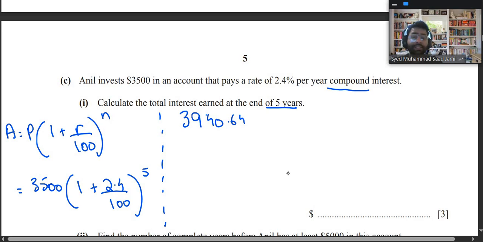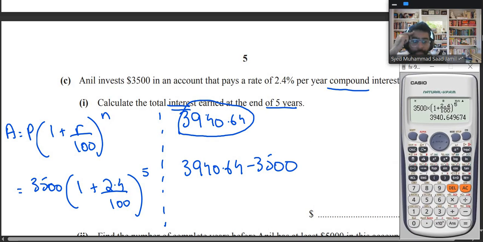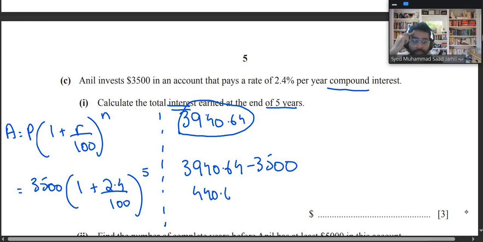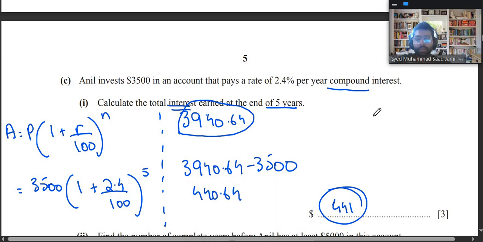This is the total amount of money he has in his account after 5 years. But the question was asking us interest. So you will do 3,940.64, subtract it from the amount he had invested. So it's 440.64, rounded off $441. So the amount of interest he has earned is $441, okay?